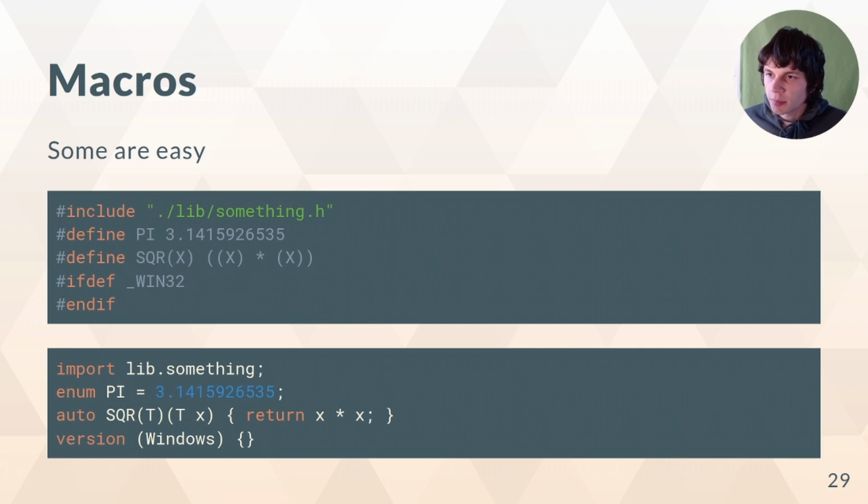Here are some easy macros to translate. An include is basically an import or a public import. A define with a constant can be translated as an enum. Define can also be used to create a generic simple function, because C doesn't have generics. In D, you can just use a generic function for it. And ifdef is often used for conditional compilation, for which D has the version statements.